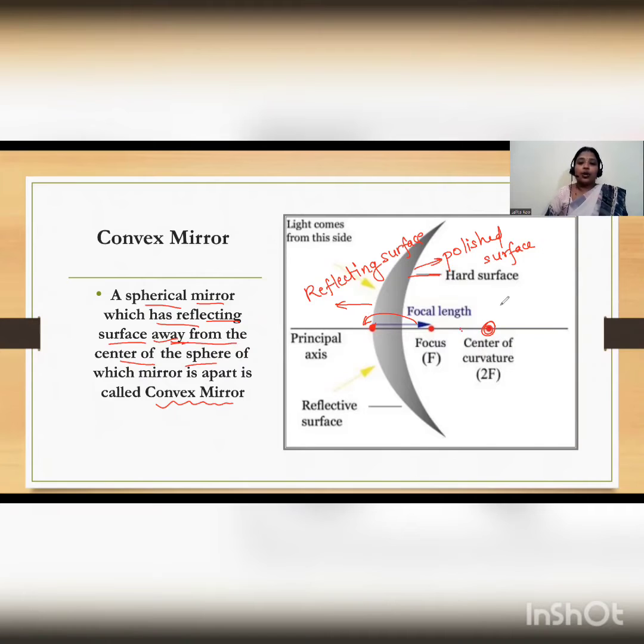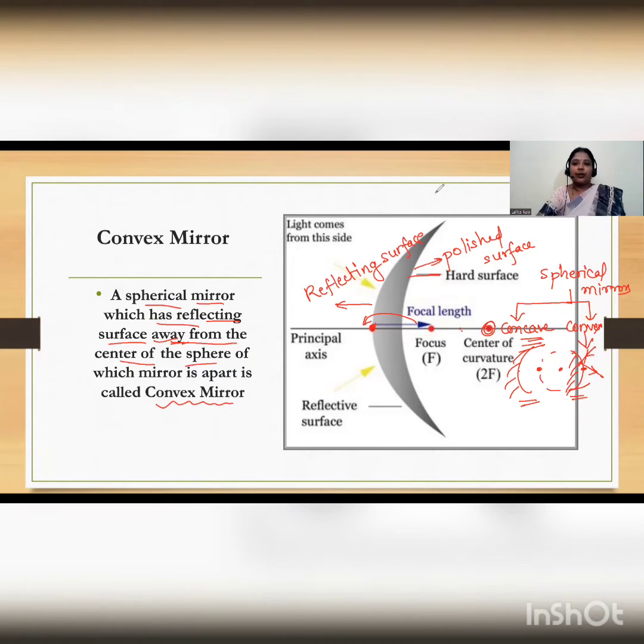What is a convex mirror? We have seen that spherical mirrors are of two types: one is the concave mirror and the other is the convex mirror. A concave mirror is one in which the outward bulging part is polished and the inward part is reflecting. A convex mirror is one in which the outward bulging part is used for reflection and the inward part is polished. Here the reflecting surface is towards the center of the sphere, and here the reflecting surface is away from the center of the sphere. I hope this is clear to you.